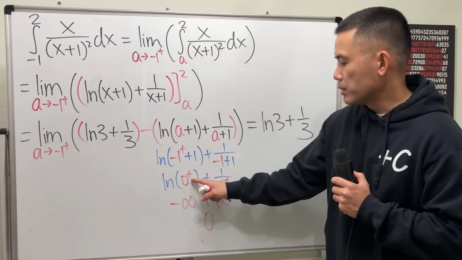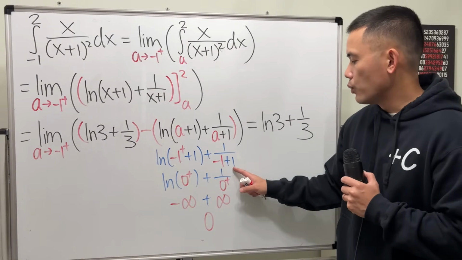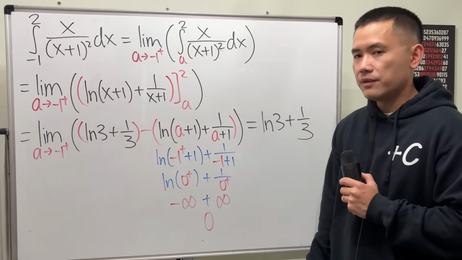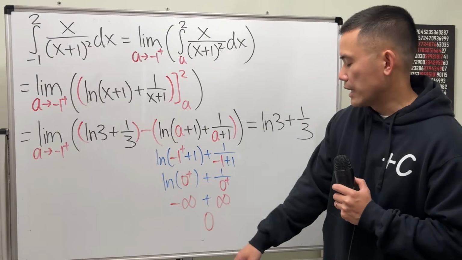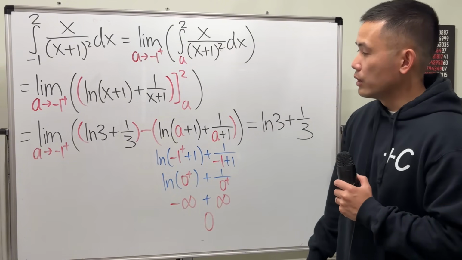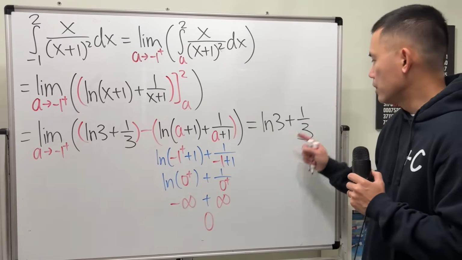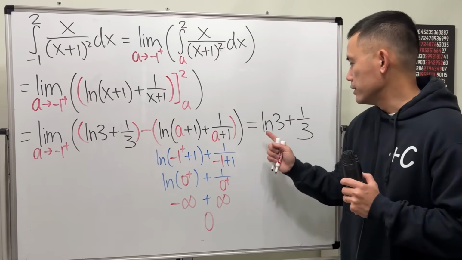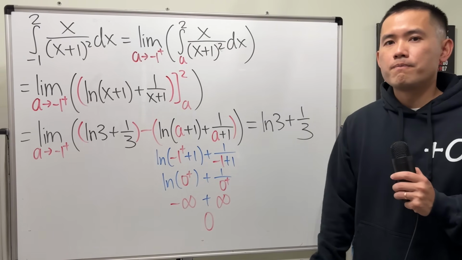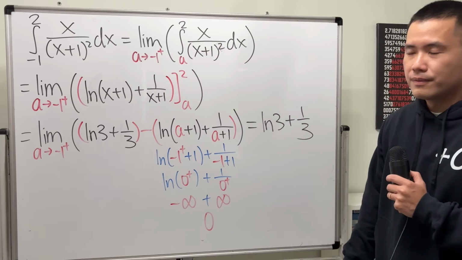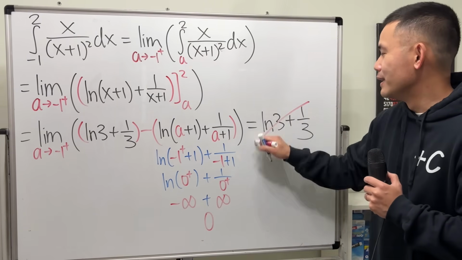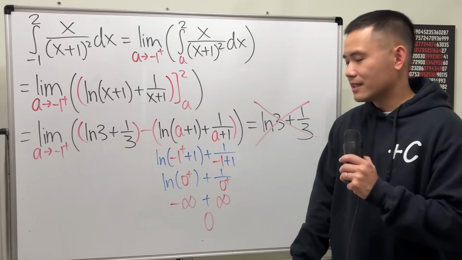Now, ln of 0 plus, we get -infinity. 1/0 plus, we get positive infinity. -infinity plus infinity, we cancel, we get 0. So the answer is just this right here, right? ln 3 plus 1/3. What do you think? Yes, no. This is actually not correct.